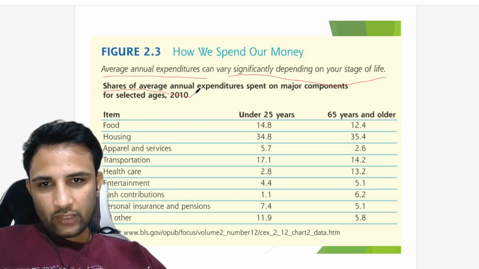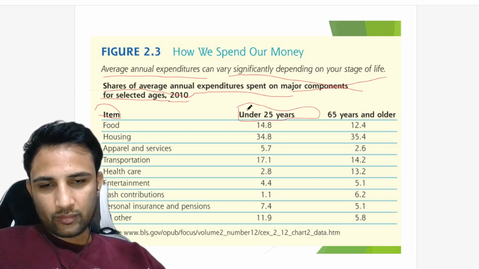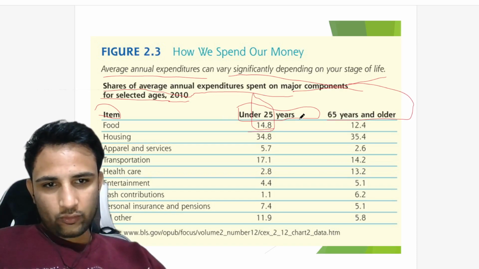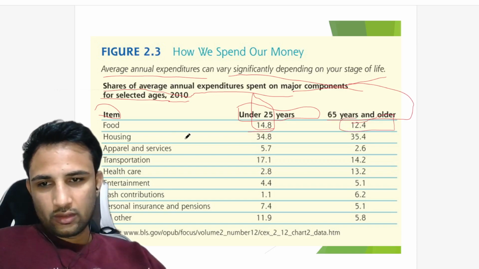Shares of average annual expenditures spent on major components for selected ages. This data is of 2010. So here we have items and the expenditure made by the population which is under 25 years, and the second data is of 65 years and older. For food, a person who is less than 25 years old spends around 14.8%, and aged persons spend 12.4% for food.